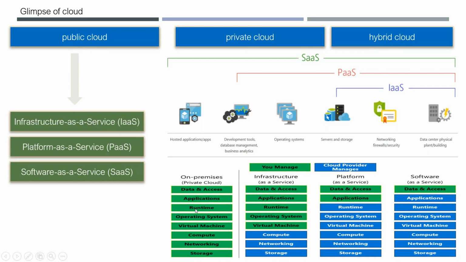Now when you come to cloud, as I told you, you have these three different things: IaaS, PaaS, and SaaS. Now you can see the green means you manage. You, as an end user, will manage that component. Blue means the cloud provider manages it. It could be Microsoft if it is Azure, AWS if it is Amazon, and Google if it is Google Cloud Platform. If you are using infrastructure as a service, you see compute, networking, and storage, all these three will be managed by your cloud provider, meaning Microsoft.